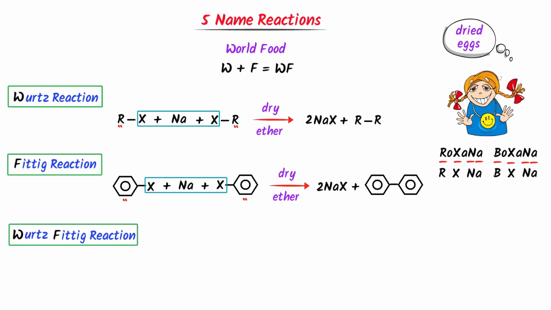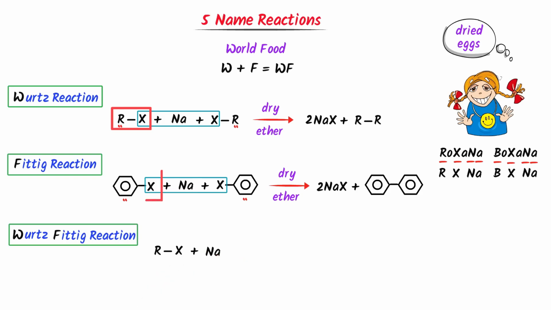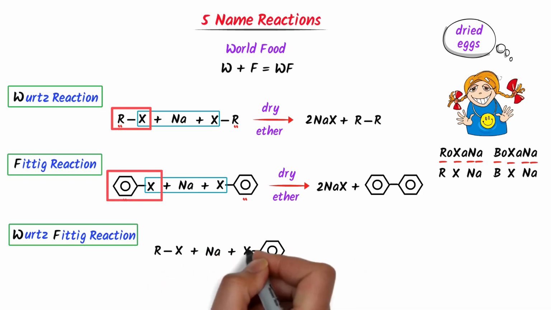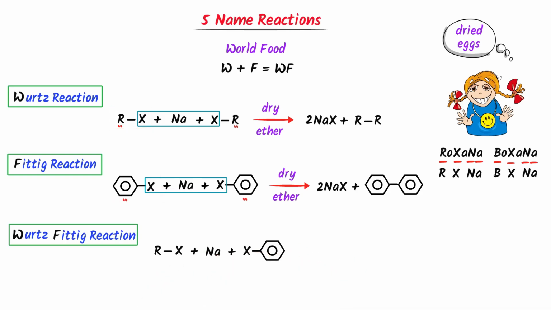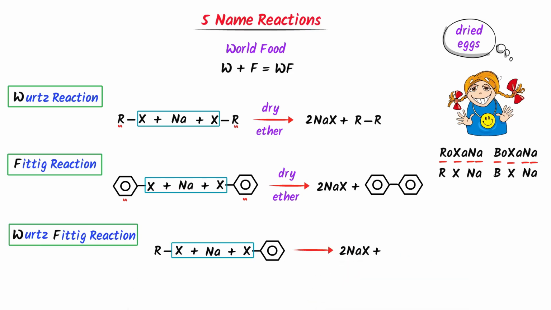Thirdly, in case of Wurtz-Fittig reaction, I write sodium. I take the first reactant from Wurtz reaction and the first reactant from Fittig reaction. We know that sodium will react with these 2 halogen. I get 2 sodium halide, and this benzene ring and this alkyl join together to form alkyl benzene. This dried egg stands for dry ether. Thus this is the Wurtz-Fittig reaction. Thus using this trick, we can easily learn these 3 reactions.